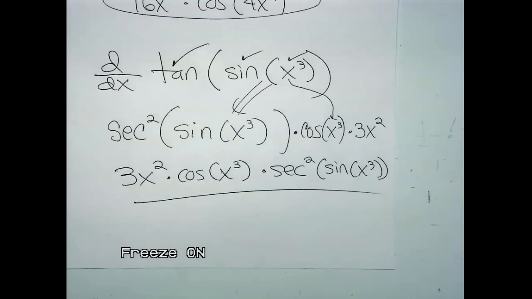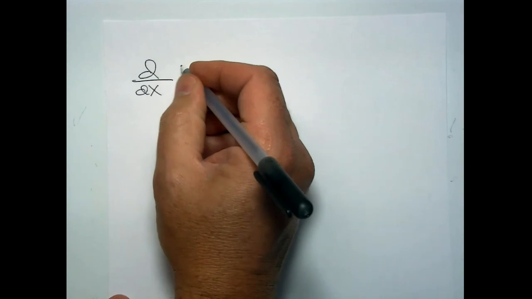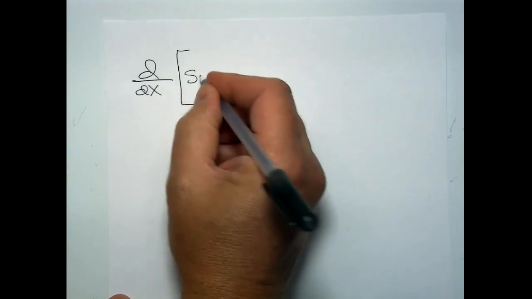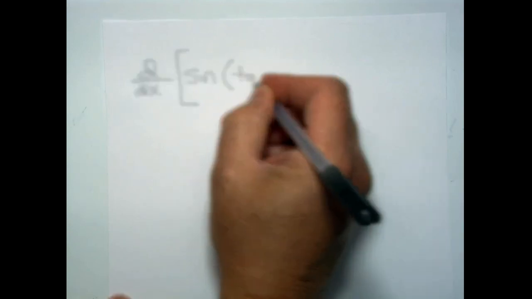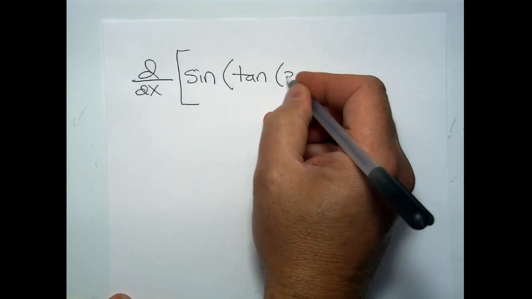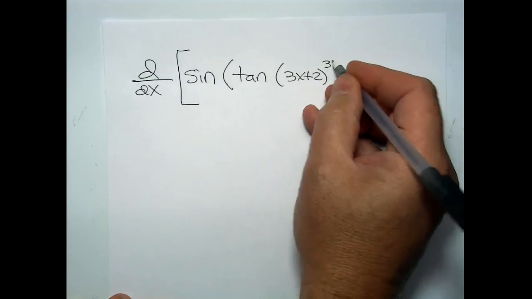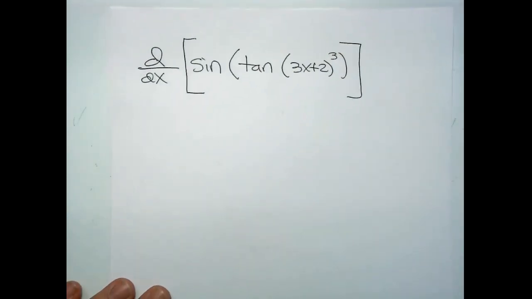All right, one last one. We'll leave you with that. This video is going a little bit too long here, but I do want you to know how to do this. One last problem, and I'm going to really put a lot of stuff in here. Let's take the derivative of the sine of the tangent of 3x plus 2 cubed. That's going to be a bit of work. Let's work it out, guys.